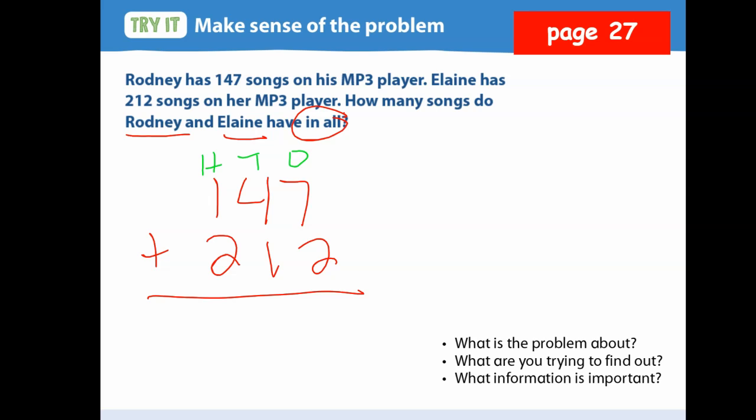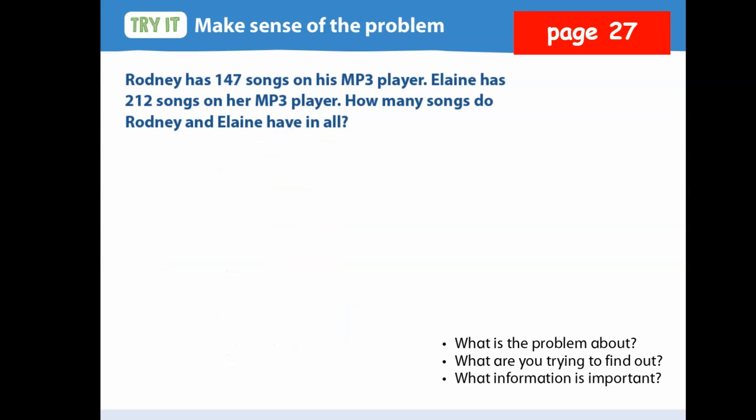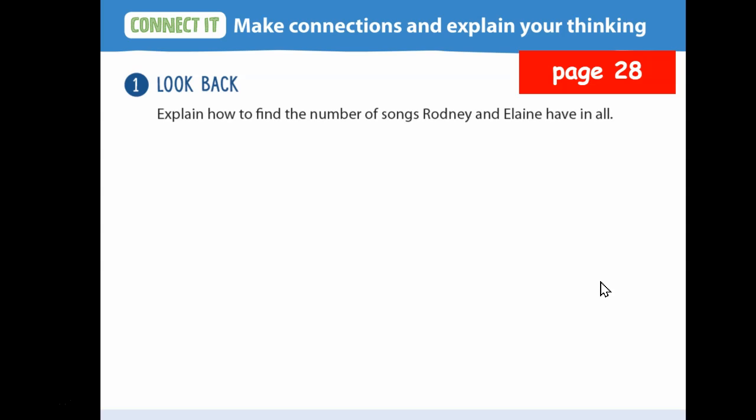So what's 7 plus 2? 9. I don't have to carry anything or regroup, as they call it. Okay, 4 plus 1? 5. And 1 plus 2? 3. Okay. So 147 plus 212 is 359. Okay. Explain how to find the number of songs Rodney and Elaine have in all. Well, what did we do? We just did what?